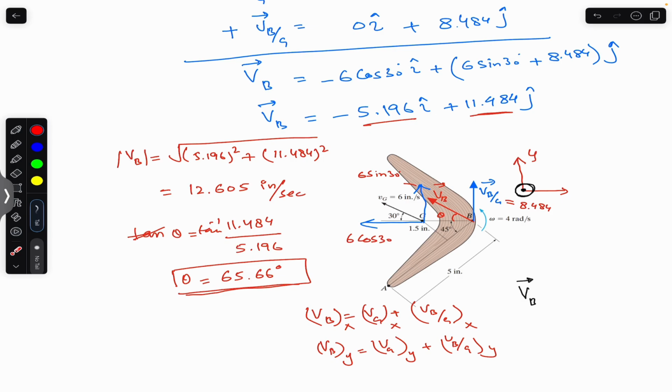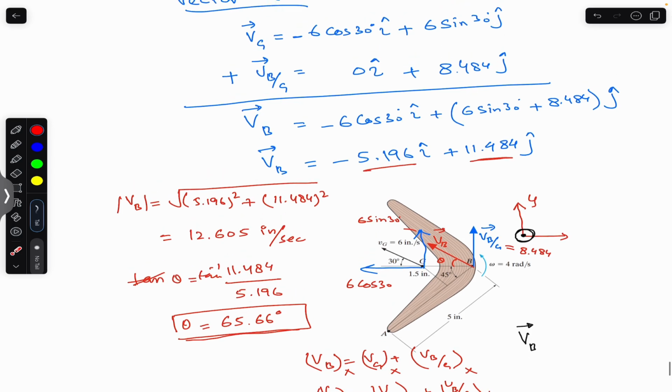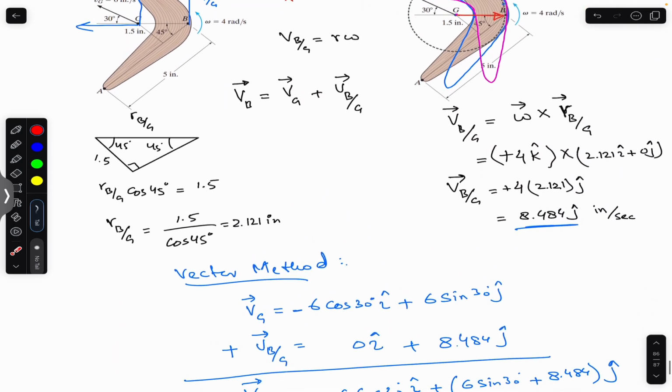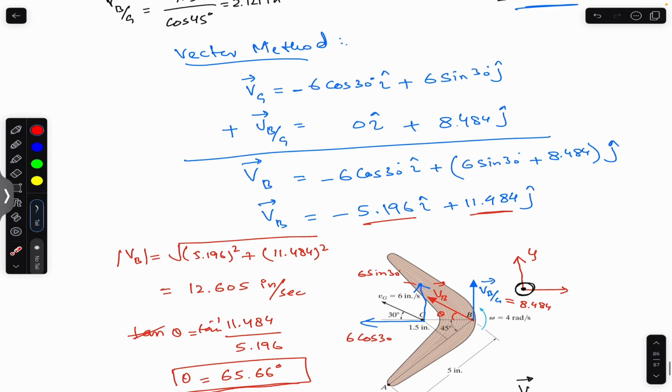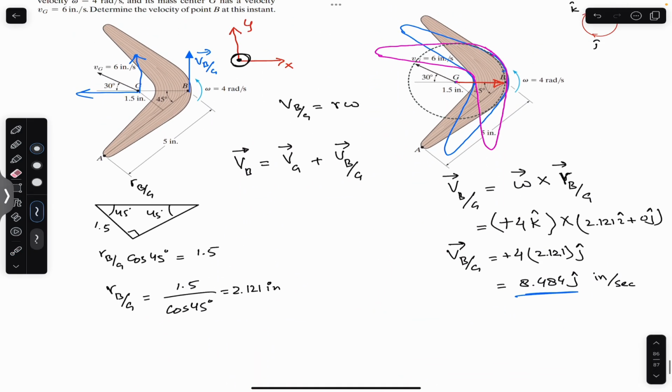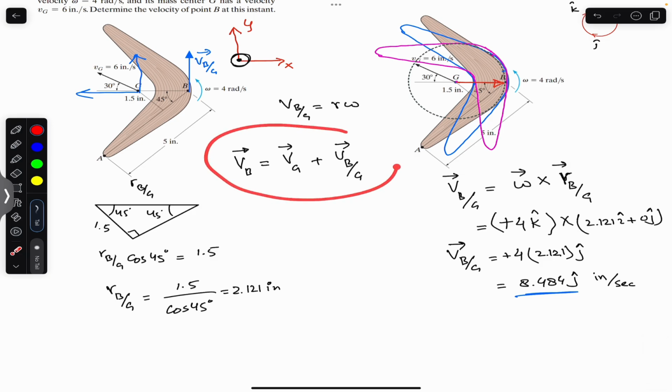Now after this, we will discuss the third method. So the third method is the geometric method. That is very interesting. Let me erase all these and then we will discuss. So again, for the geometric method, since this is the basic equation, we will apply the head to tail rule.